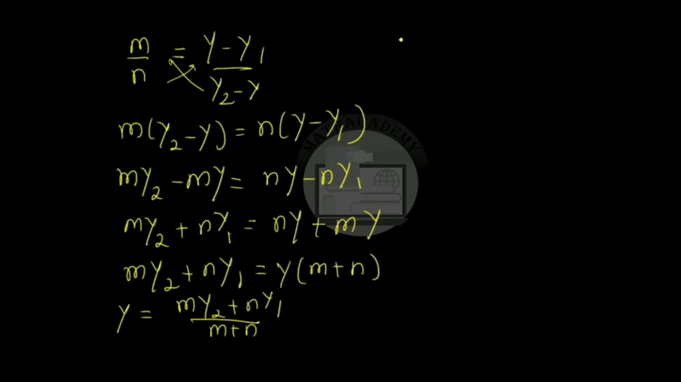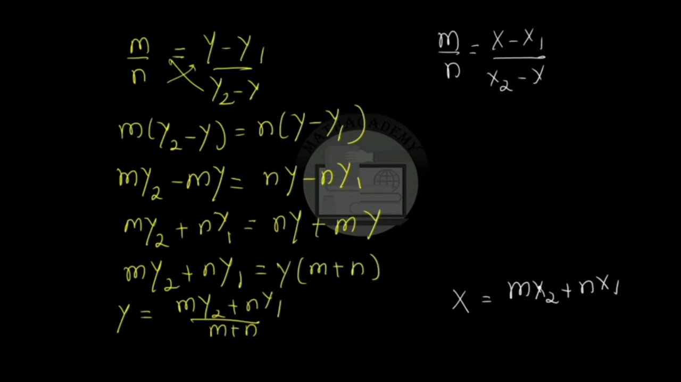And similarly we can take m over n is equal to x minus x1 over x2 minus x. And when we simplify it, we will get x is equal to mx2 plus nx1 over m plus n. We will be simplifying it the same way as we have simplified for y, and this is our section formula.